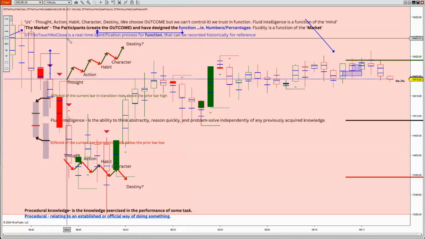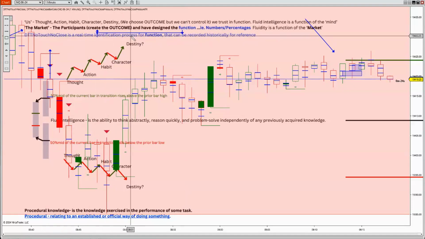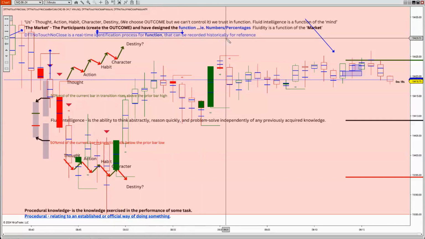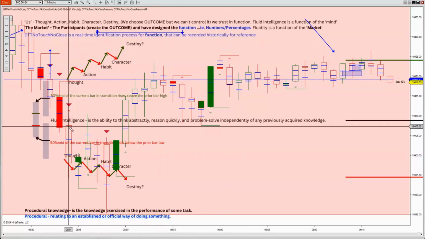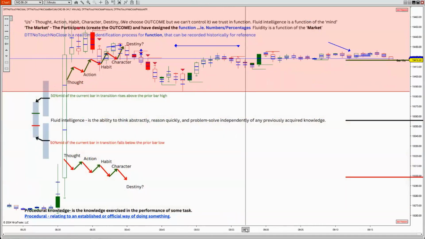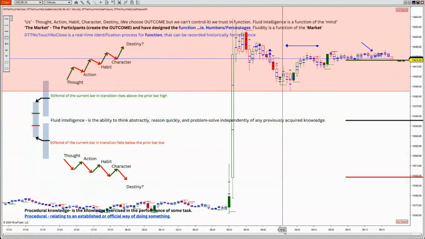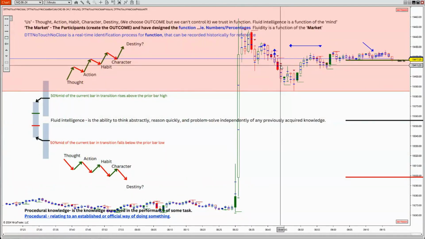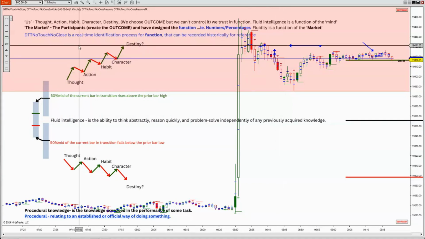All right. So the DTT, no touch, no close, is a real-time identification process for that function that can be recorded historically for reference. And that's what the colored bars and the levels and the NC are all about. So when you get the NC, that's just a no close bar. When you see the NC text, that's the no close.